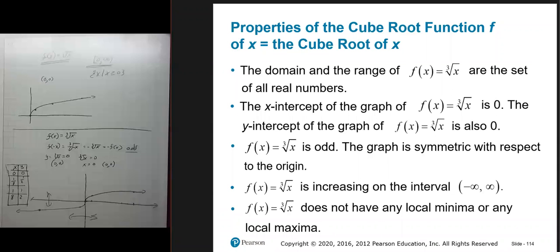The x-intercept, y-intercepts are both 0. It's an odd function. It's symmetric with respect to the origin, which we used to graph it. And the function is increasing over its domain. Its domain is all real numbers. So it's always increasing. As x increases, the y is increasing. And it does not have any local minima or maxima. So it doesn't have any local extrema, nor does it have any absolute extrema. Kaboom.